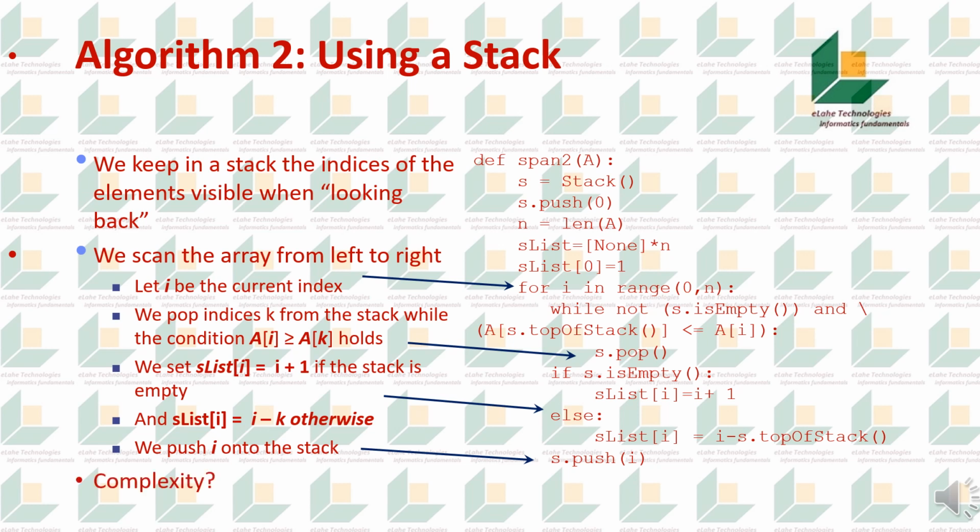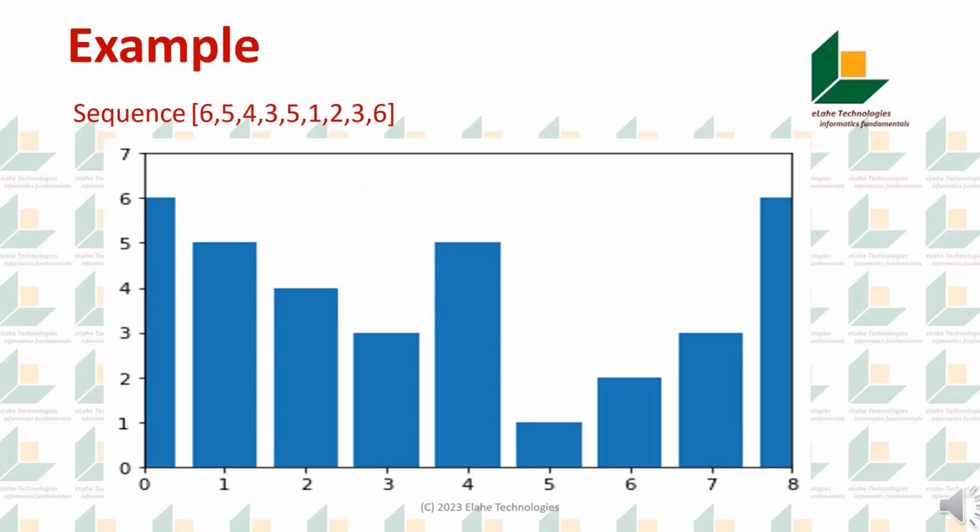The Python code for the improved algorithm is shown here. This algorithm takes order n time. Consider the following example sequence: 6, 5, 4, 3, 5, 1, 2, 3, 6. We will apply the second algorithm to generate the span of each element.